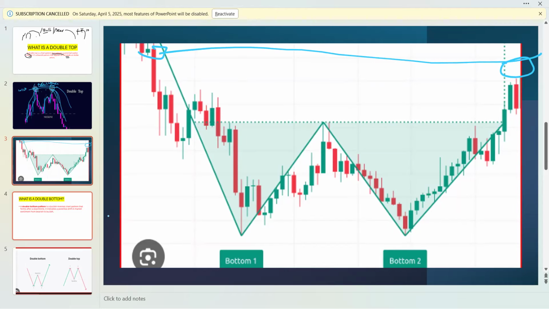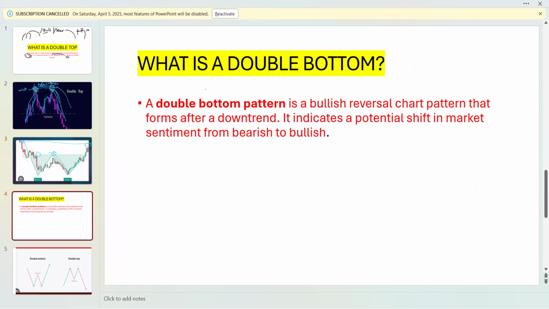All those are double top. Here, double top. So anytime you see that, price has a chance to fall down. It's going down. Now we're going to see about double bottom.